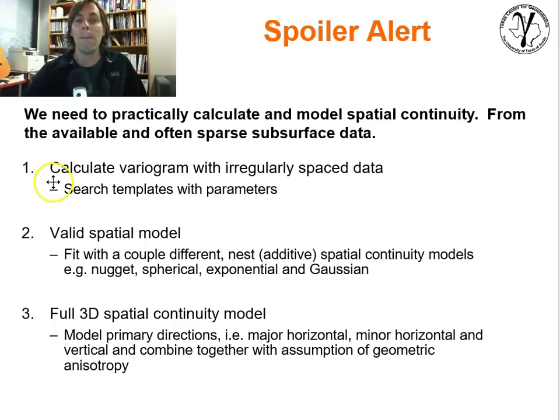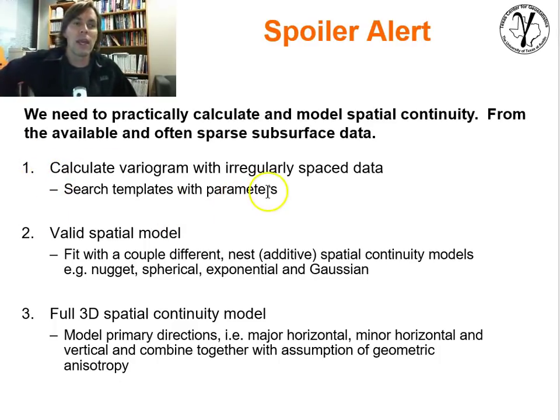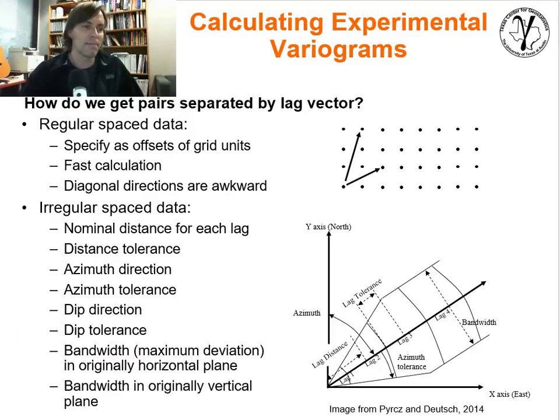But for now, let's get into how we calculate a variogram with irregularly spaced data, search templates and parameters. In the next lectures, we'll get into this idea of modeling with these spatial models in 3D and all of that. So, how do we determine what pairs to group together in order to calculate a variogram?